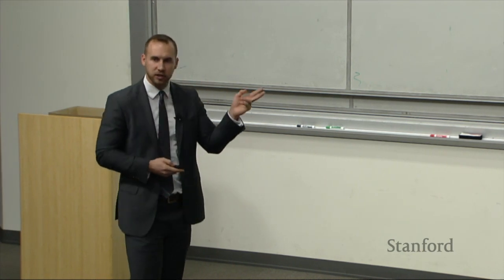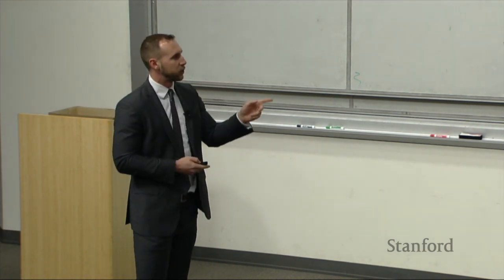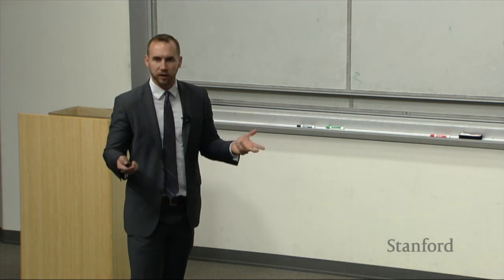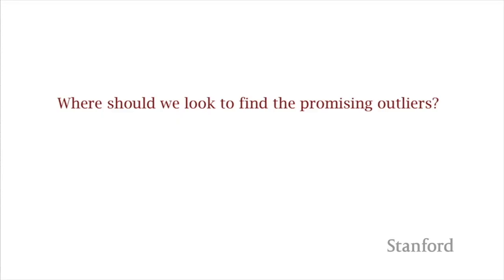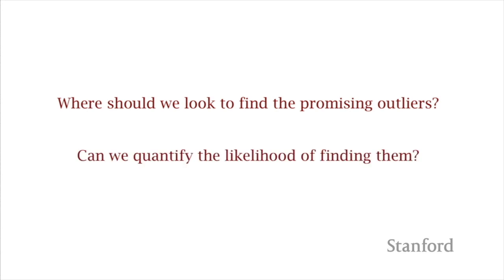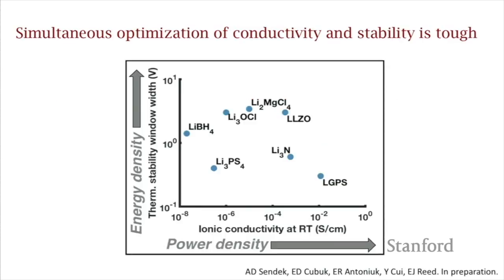Two questions come to my mind after doing this work. One of them is, where do we look to find these? We're looking for the promising outliers, the good ion conductors. Where do we look to find those, and can we quantify the likelihood of finding them? This is a question that's really difficult to answer most times. What is the likelihood that I'm going to make a major discovery? That's difficult to answer, especially with first principles methods. It'd be great if we could say how likely I am to make a discovery if I'm looking here versus there.